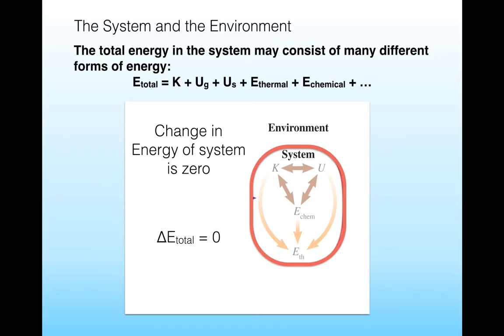Again, if we have no interactions with our environment, i.e. the system is closed, then the change in E total is 0. And that means that we can get transfers, though, between the different kinds of energy. So just like we saw in the last system, K can turn into U can turn into K, and you can have all kinds of different things.